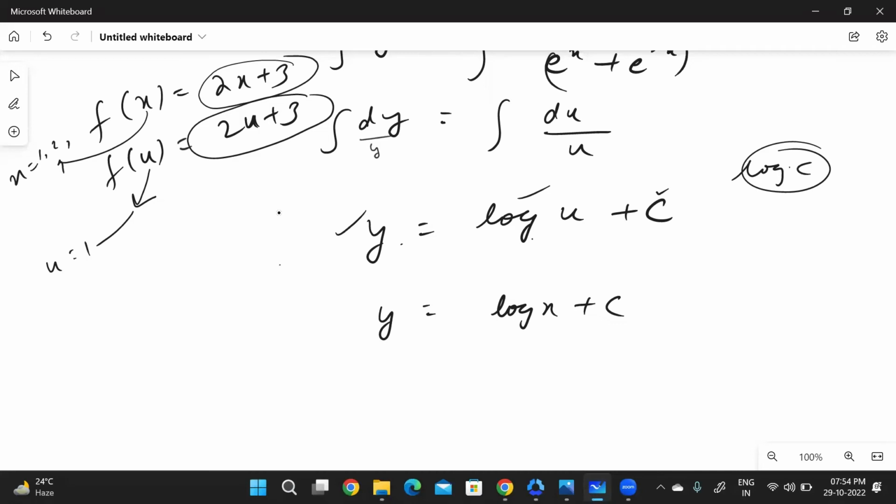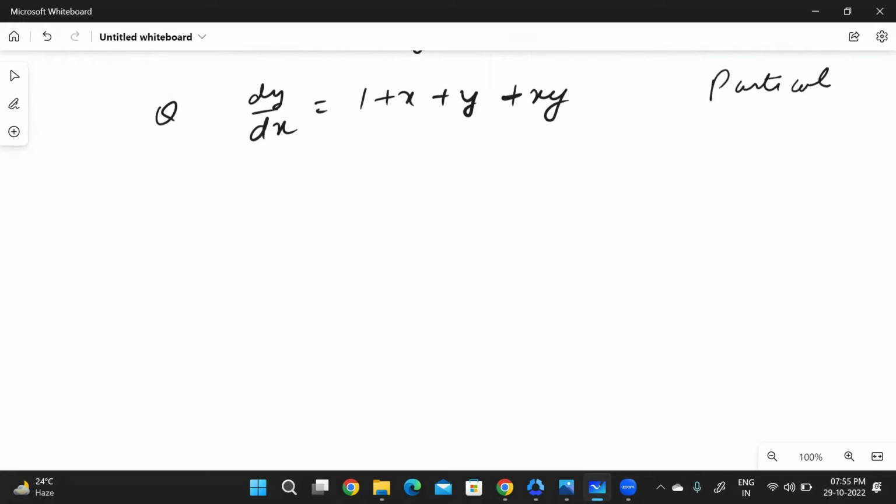Okay, let's take this one. The question is that the differential equation is dy over dx equals 1 plus x plus y plus xy, given that y is 0 when x equals 1. Now we have to determine the particular solution.